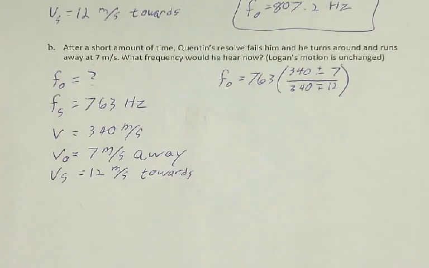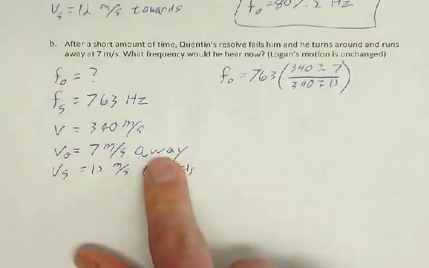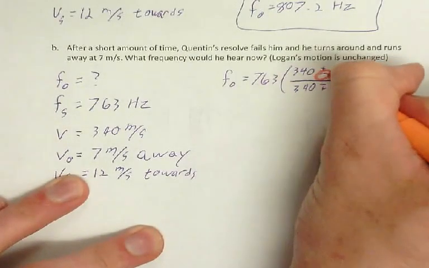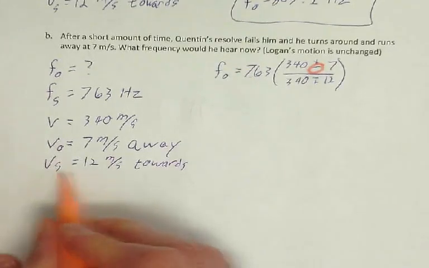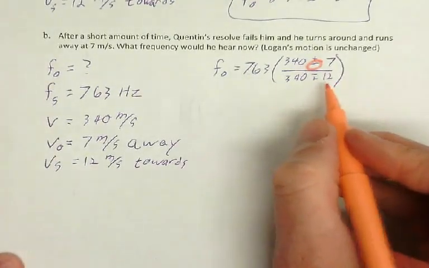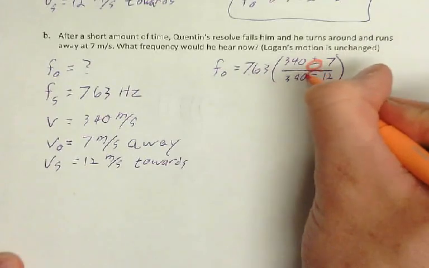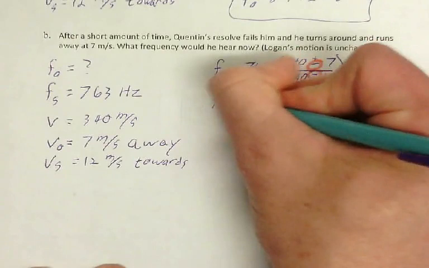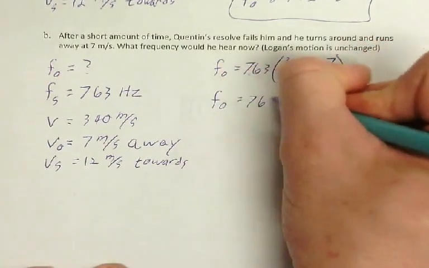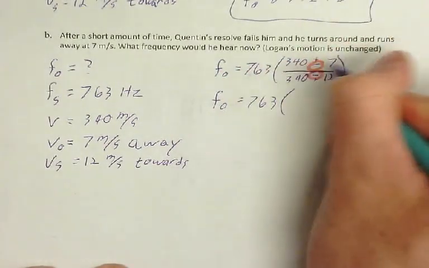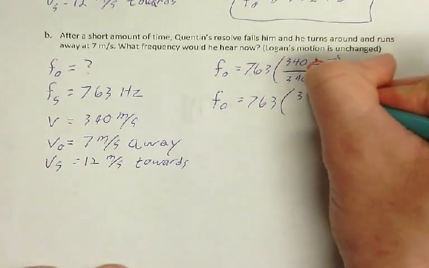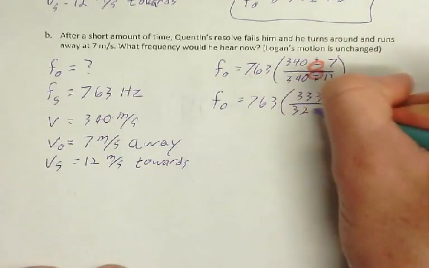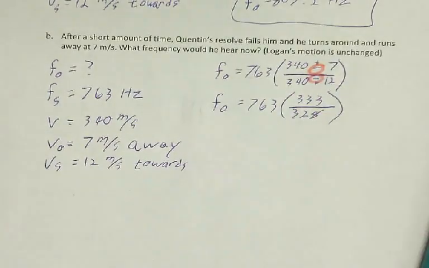So then we ask ourselves, what is the observer doing? The observer is going away, so I pick the observer's bottom sign. What is the source doing? The source is going towards, so I pick the source's top sign. And then I just do the math. FO equals 763 times 340 minus 7, which is 333, over 340 minus 12, which is still 328. Divide those out.